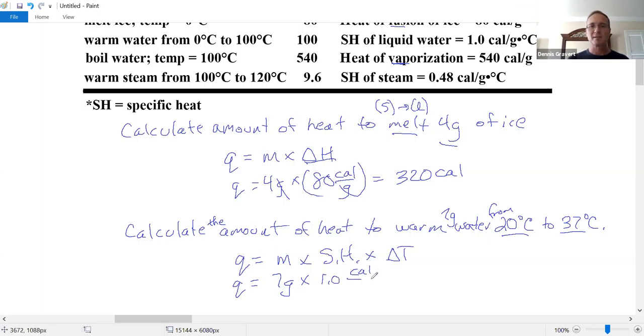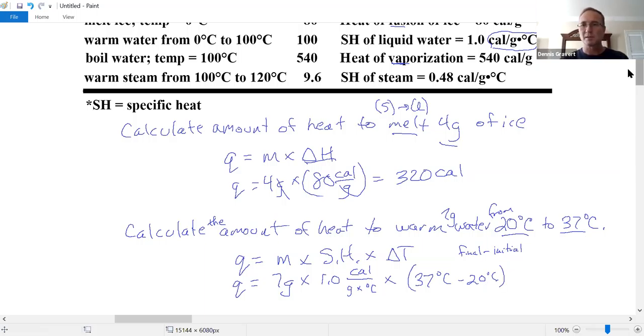Calories are on top. I'm looking at it right here. Calories is on top, and the grams and the degrees Celsius are down in the denominator. You can put a little X there, or you can just list them together. They put a dot for multiply, whatever you want to do. And we times it times the change in temperature. And that's the final minus initial. So where's the final temperature? 37. And what's our initial? 20.